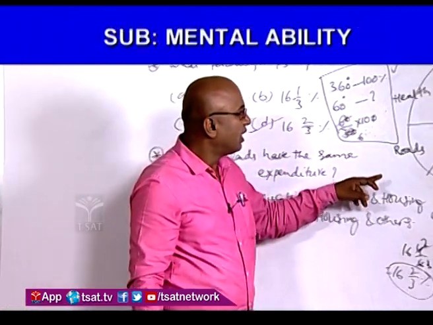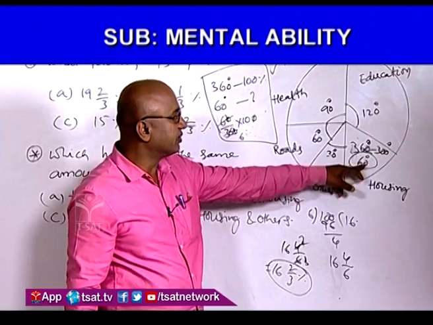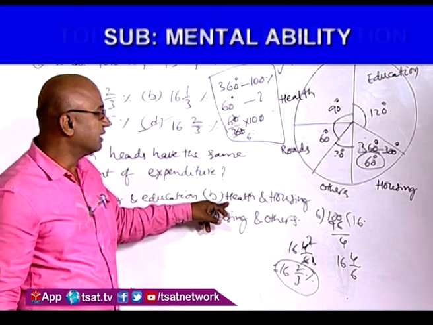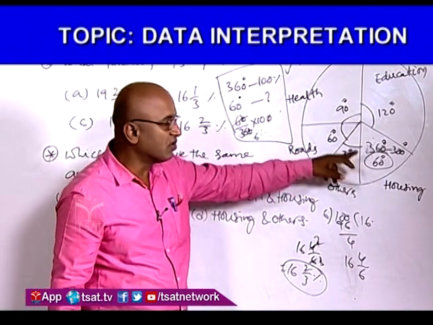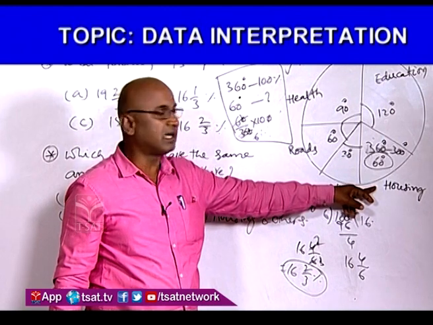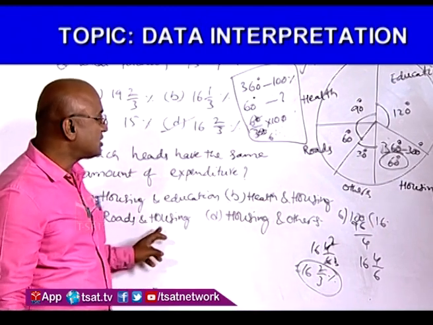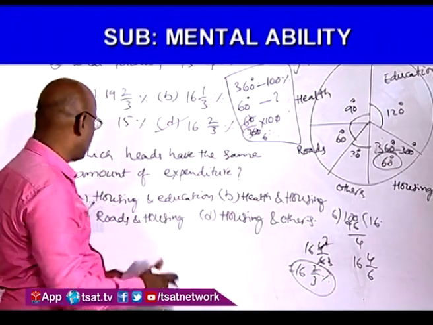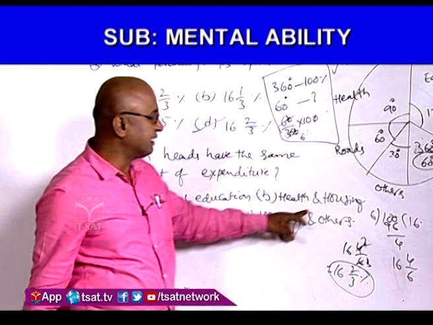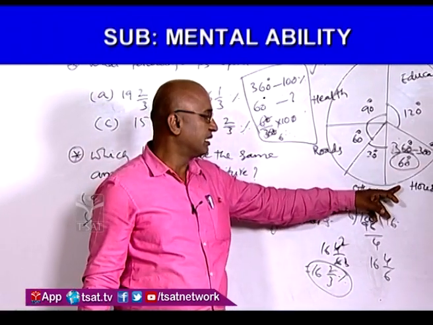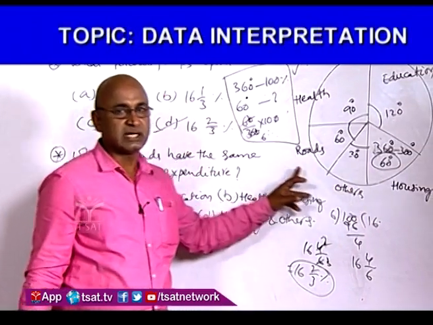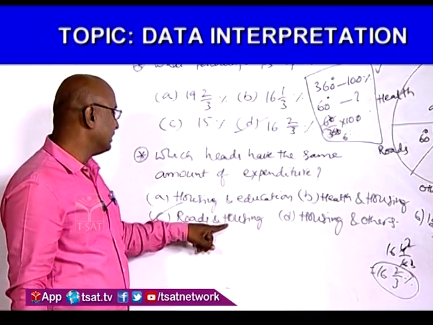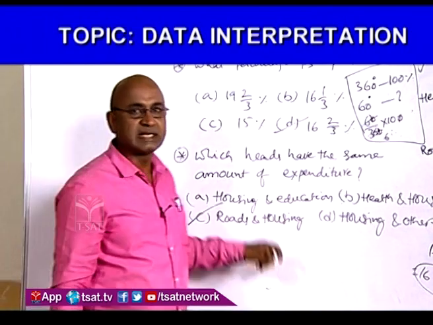Housing and education: housing is 60 degrees, education 120 degrees. So that is not the answer. Health and housing: health is 90 degrees and housing is 60 degrees. That is also not the answer. Roads and housing: roads 60 degrees, housing also 60 degrees. So the answer is C. And housing and others: others 30, housing 60, that is a 2:1 ratio, so it is also not the correct answer. So the option is roads and housing have the same amount of expenditure.